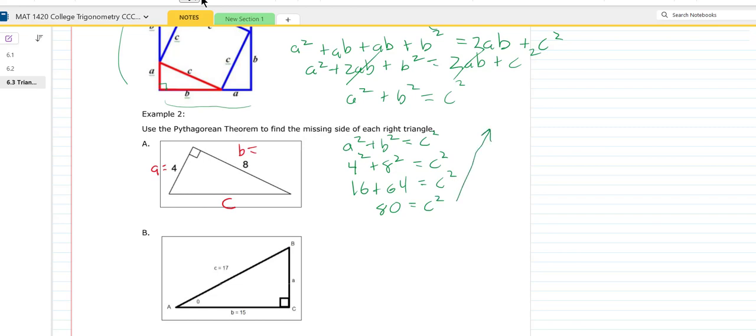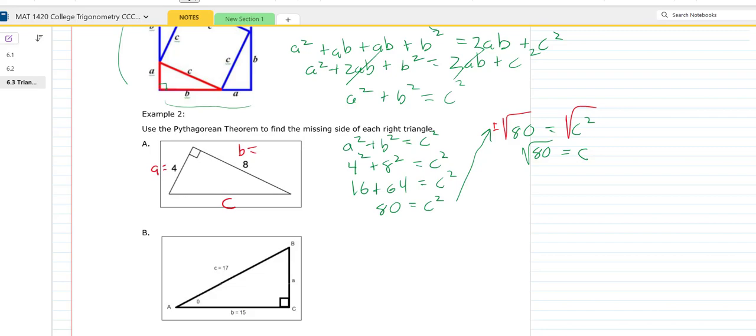Okay, now what you do in this case is use the square root property. So what I'll do is take the square root of both sides. You're used to having a plus or minus when you take a square root of both sides, but we're dealing with triangles, so the length of the side is always positive. So we would end up with c is equal to the square root of 80.